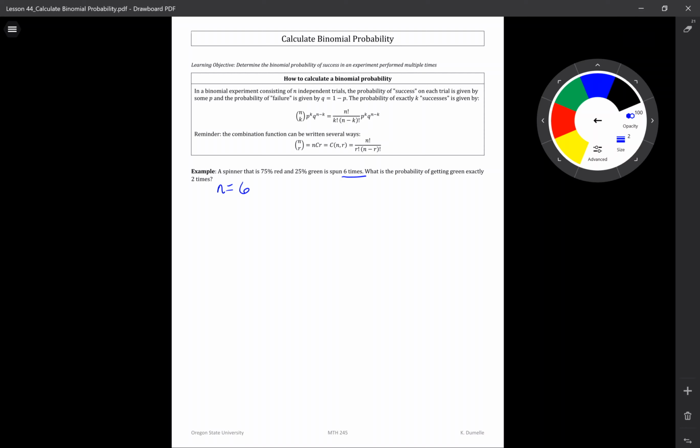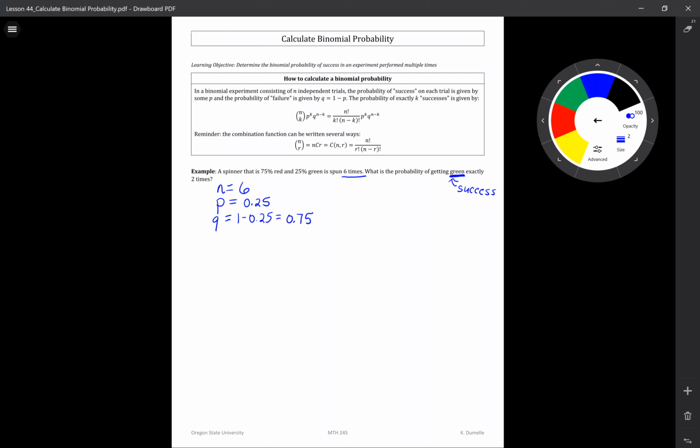And we want to get green. So green is success, right? This is what we are considering success. And our spinner is 75% red and 25% green. So the probability of getting green is 25%. So our probability here, p, is equal to 0.25. This means that our q is equal to 1 minus 0.25, which is 0.75.